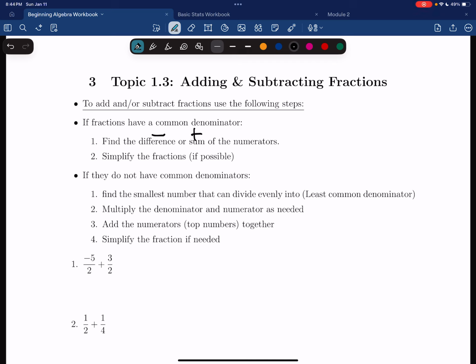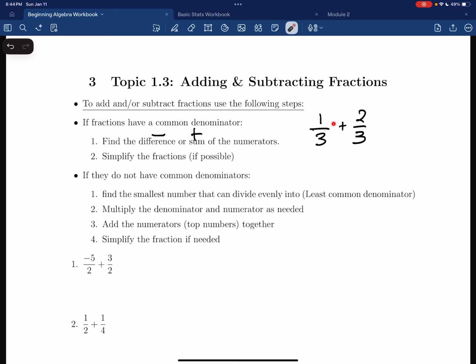And that's it if they have a common denominator. And also, my apologies, recall common denominator is when the bottom part of the fraction is the same value. So for example, 1/3 plus 2/3 is a sum, addition, of two fractions that have a common denominator.